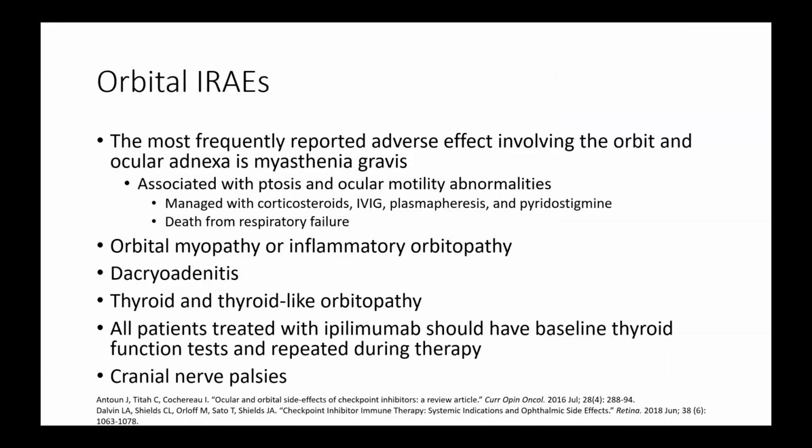Orbital myopathy or inflammatory orbitopathy can also happen, in addition to dacryoadenitis and a thyroid-like orbitopathy. You can also have a cranial nerve palsy. However, I counsel you that if you see this in a patient with an underlying malignancy, again, this is a rule-out diagnosis. Have a low threshold to order neuroimaging in order to make sure that you're not missing a metastasis or another organic cause for the new onset cranial nerve palsy.